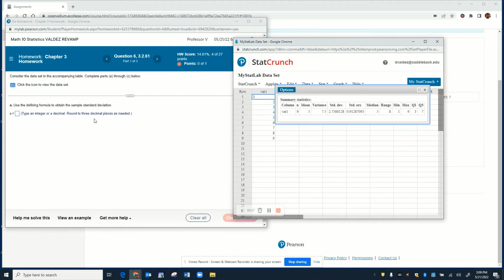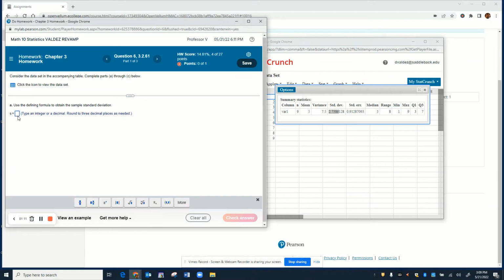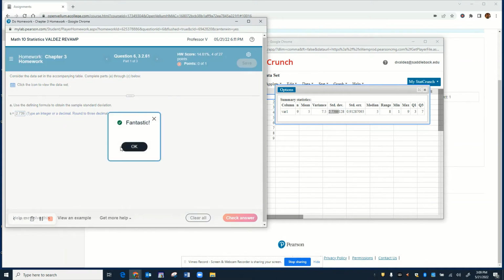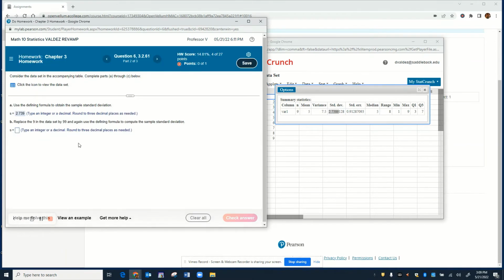Beautiful. All right, it tells us here, round to 3 decimal places as needed. So here's my standard deviation, 2.7386. So since there's a 6 following the 8, I got to round it up to a 9. So this is going to be 2.739. Bam, fantastic, thank you.